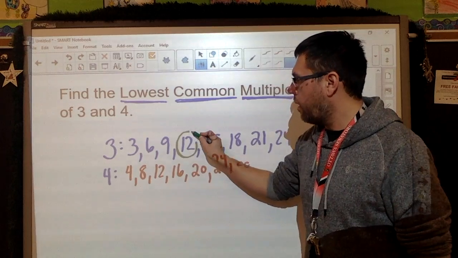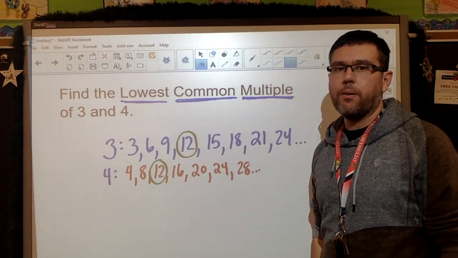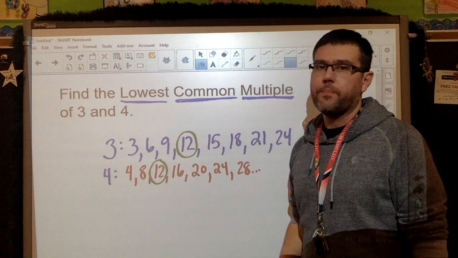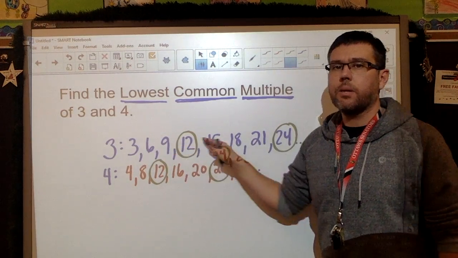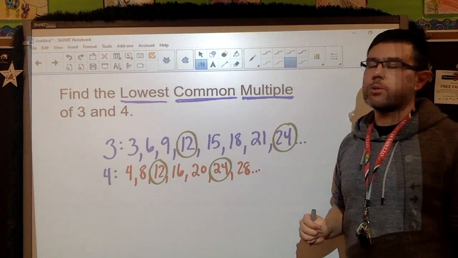Well, they have the number 12 in common. If I count by 3s and I count by 4s, I'll land on the number 12. They also have the number 24 in common. If I skip count by 3s and I skip count by 4s, I'll eventually land on the number 24.